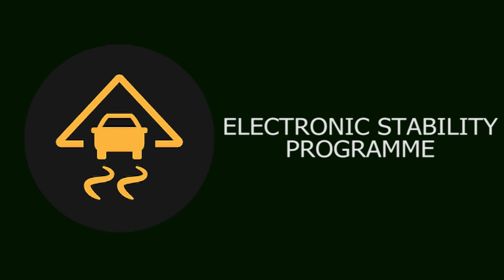Electronic Stability Program. Electronic Stability Program or ESP helps the car to be planted on the road. This symbol is a reminder to switch on ESP, similar to what we see for a seat belt, which reminds us to fasten the seat belt. If ESP is on and still the light is glowing, it means there is a fault with the ESP.